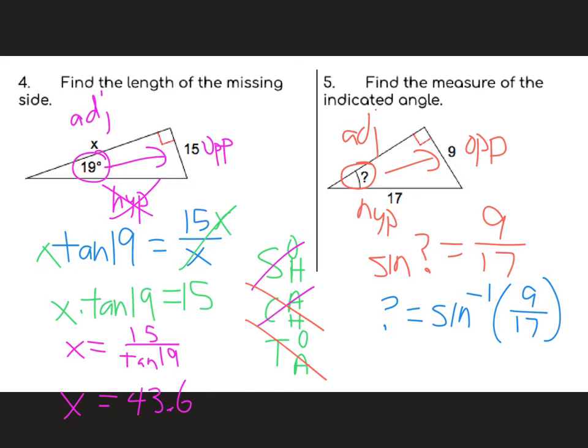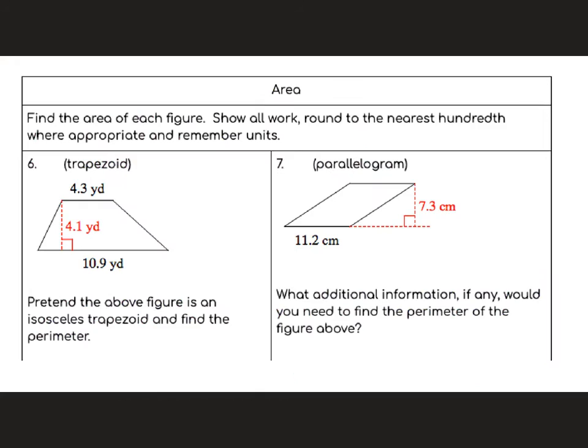So type that into your calculator also. It's one of the buttons you can get to if you're in the Desmos one, if you press function, it's one of your choices. The inverse sine, and then you put 9 over 17. And I'll call that 32 degrees. And that's it for the right triangle trig and special right triangles.